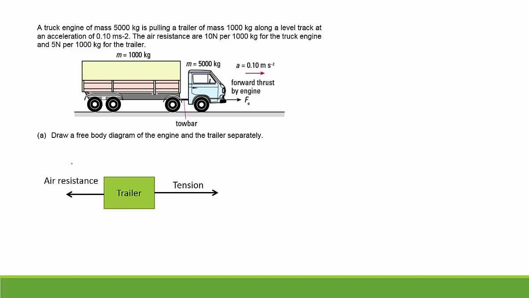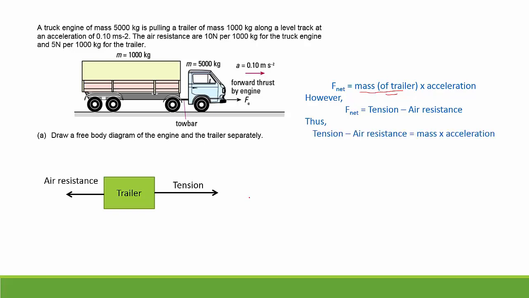We are not interested in the weight and the normal, okay, because we are interested in the left and right motion. So in this case, the F net is mass of the trailer. Take note, we are talking about the trailer, so it's only mass of the trailer multiplied by acceleration. However, F net is of course tension, which is pulling forward, subtract away air resistance. Thus, tension minus air resistance equals mass times acceleration.